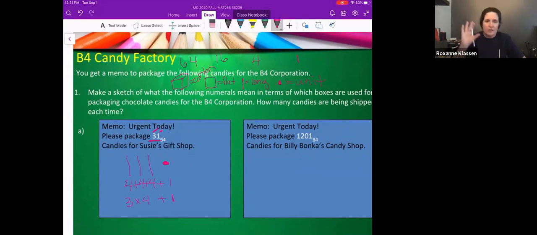Excellent. So they're equivalent, right? Remember that multiplication is just a shortcut way of writing addition, so that repeated addition. So 3 copies of 4 is the same as 3 times 4. Excellent. All right, did you do the second one already?